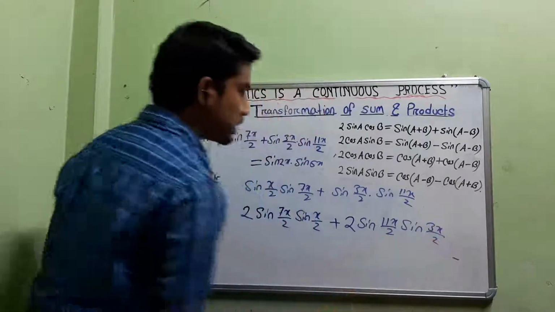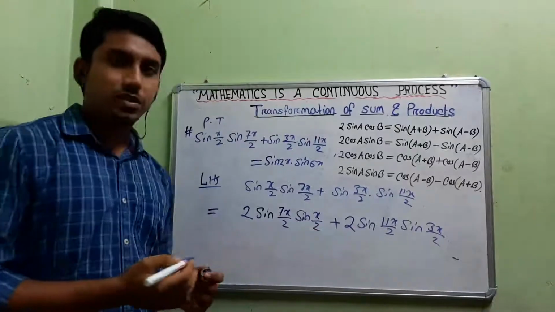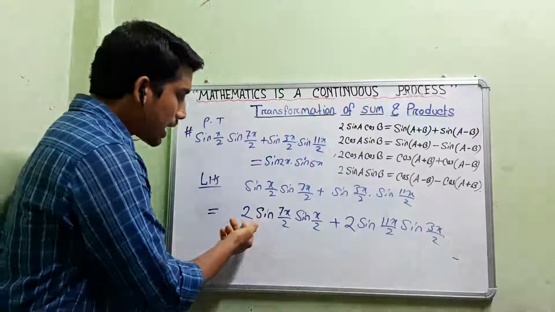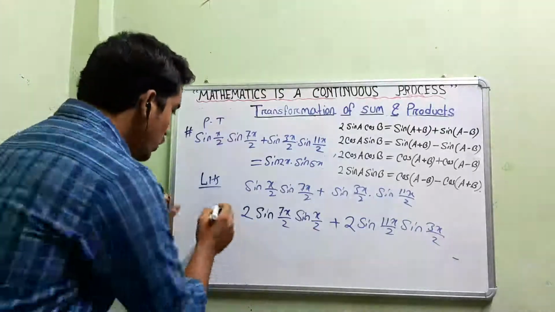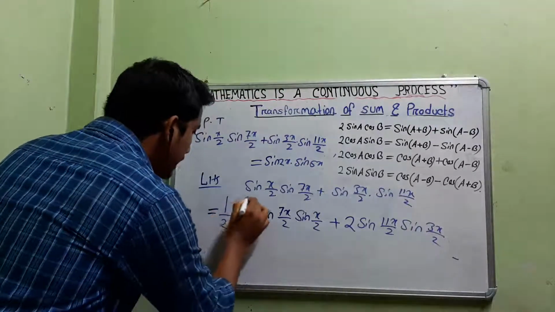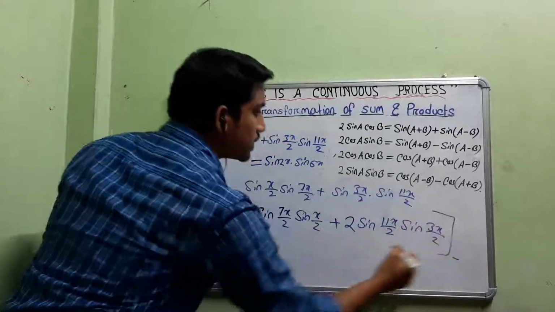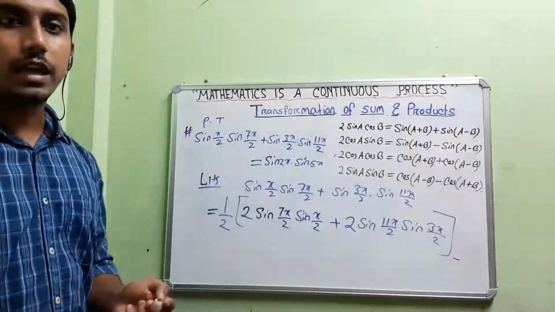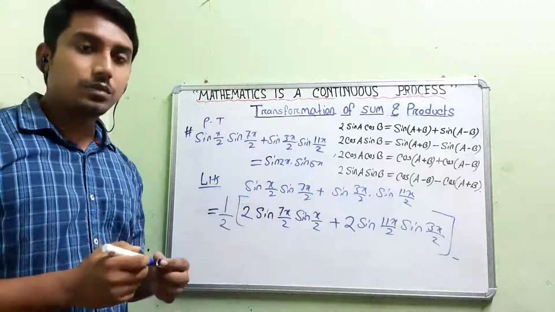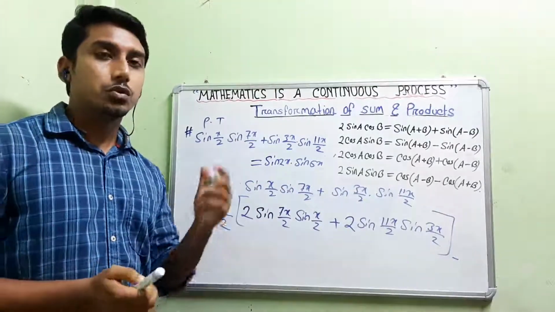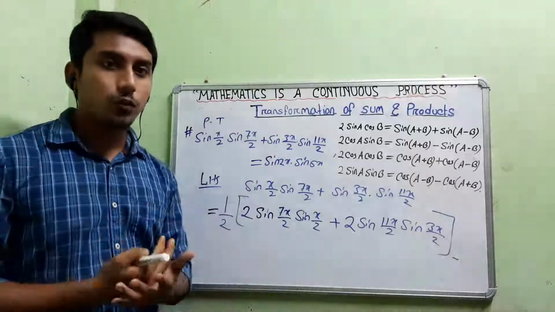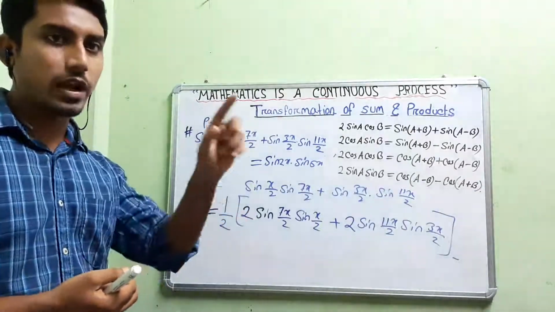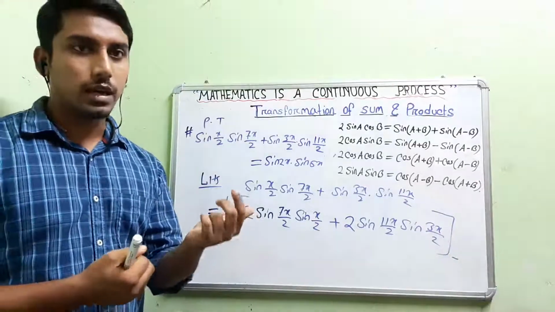Now you can think, sir, you have written this 2 extra. There was no 2 in the question, but I have written this 2 extra. So what we'll do? We'll write 1/2 by giving one bracket like this. So this is the way to introduce any number. Sometimes in trigonometry you will need to introduce 4 and 2. These two things are needed in so many cases.